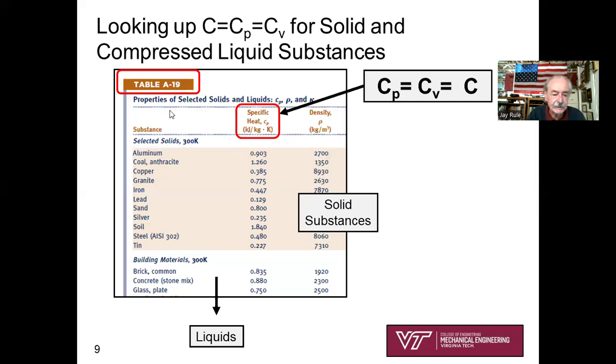It's very interesting. Table A19 says specific heat C sub P. Well, you've got to be savvy enough to know the textbook material to see that for this list of substances, CP equals CV equals just the constant c. So that's the big takeaway.